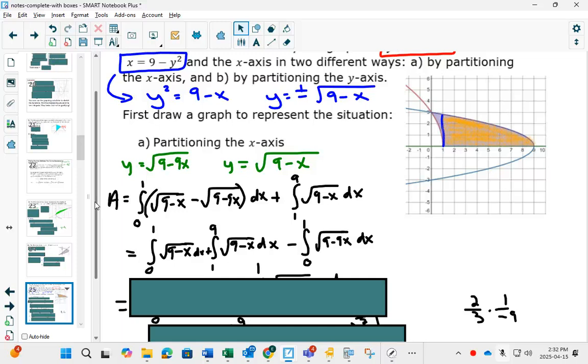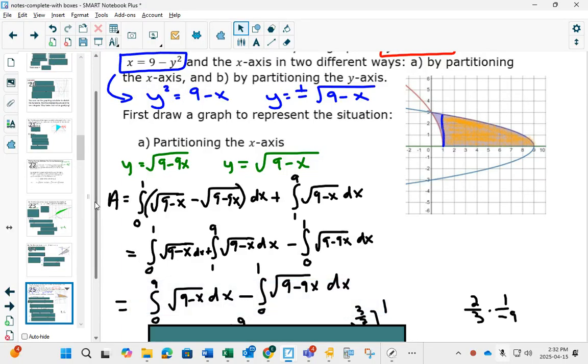And I could play around with this a little bit if I wanted to, or I could do it separately. Do you see the 0 to 1? I could do each the 0 to 1 of this one minus the 0 to 1 of the other one using my properties of integrals. And then the 0 to 1 and the 1 to 9, I could actually put those together as 0 to 9.